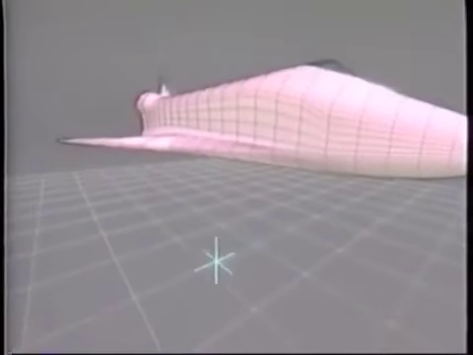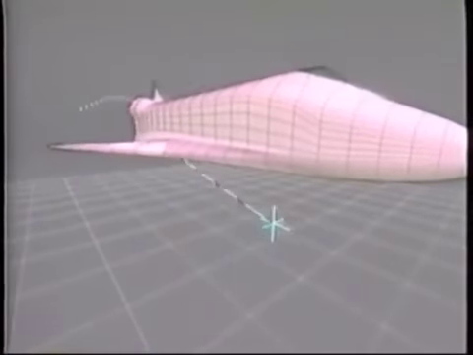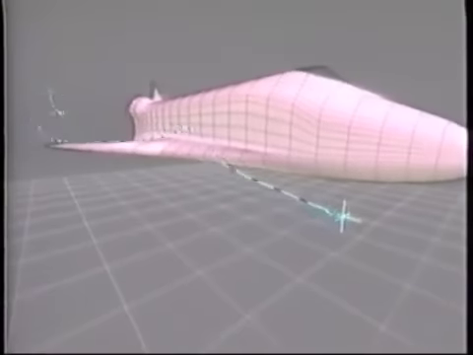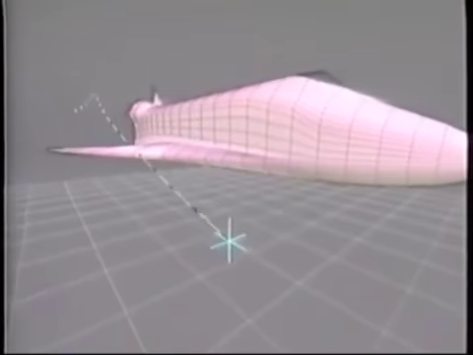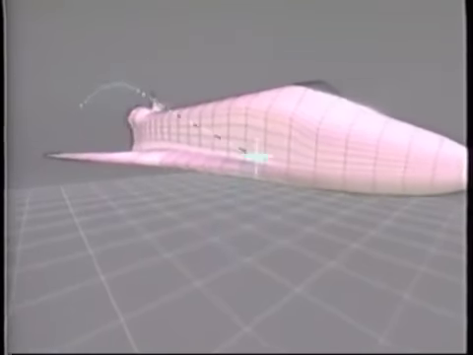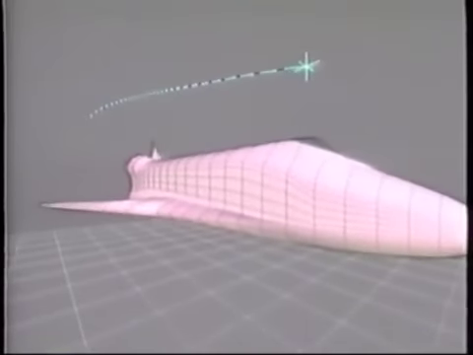A small, cross-shaped cursor tracks the user's hand position inside the virtual wind tunnel. A streamline is computed through the flow starting at the hand position. This represents the path that a particle would travel if it were emitted into the flow. A hand gesture freezes a streamline at the current hand position.